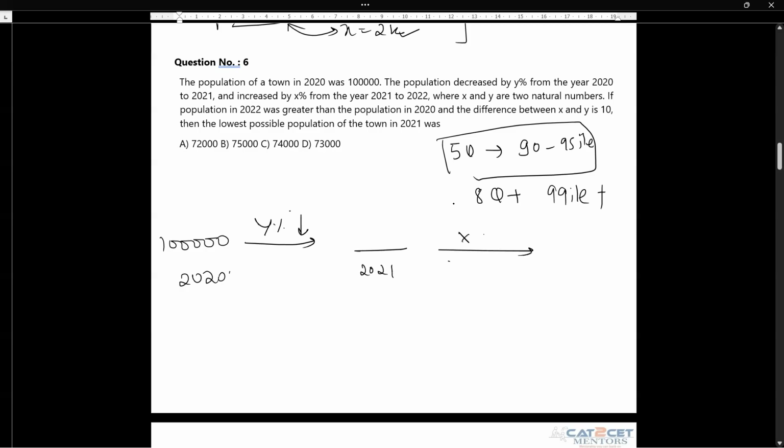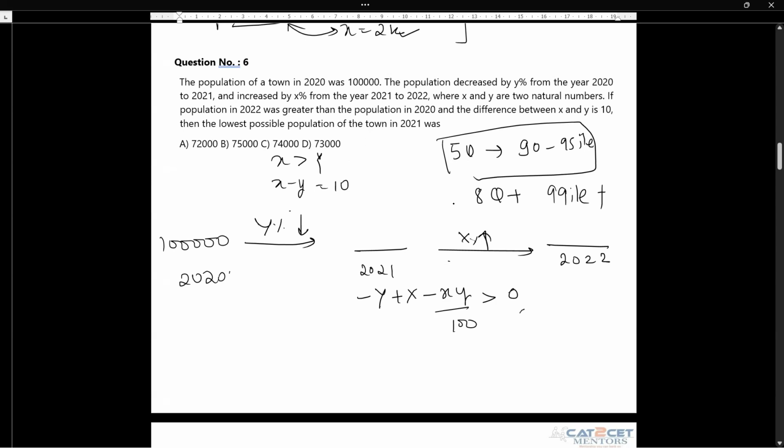Now the same population had an X% increase. We know that the 2022 population is greater than 2020. So there is a net increase. So I know from successive change that minus y plus x minus xy upon 100 should be greater than 0, because there is a net percent increase. Also I know that x is greater than y because x has surpassed the decrease of y and increased some more. And I know the difference between x and y is 10. So x minus y is equal to 10.